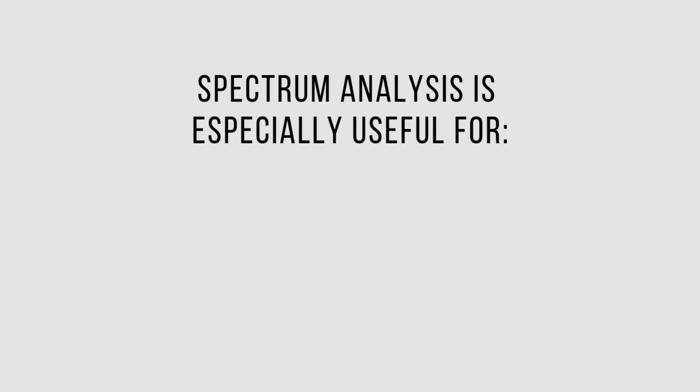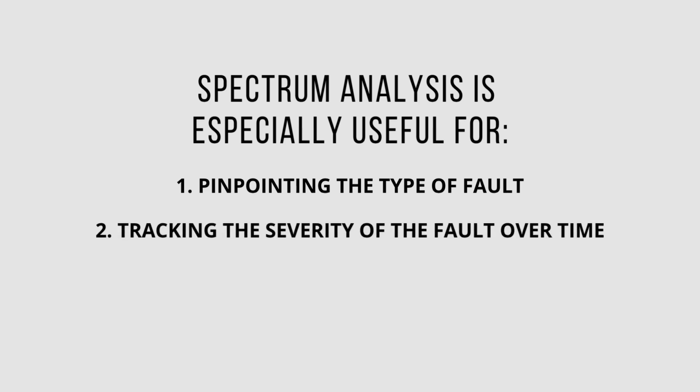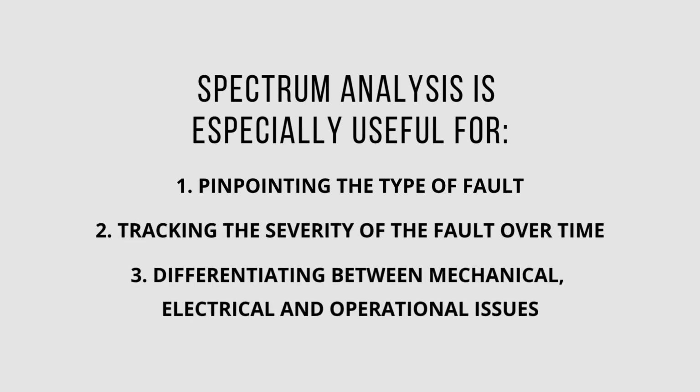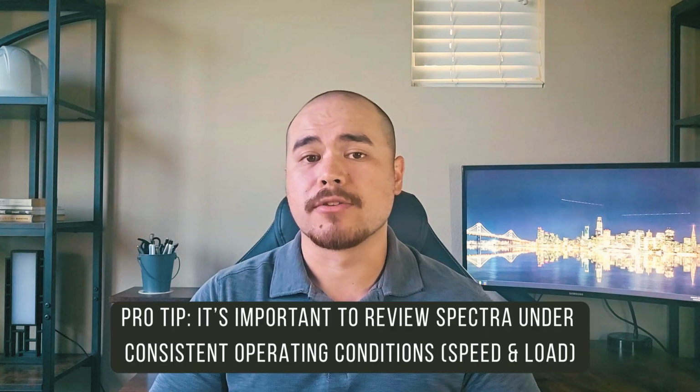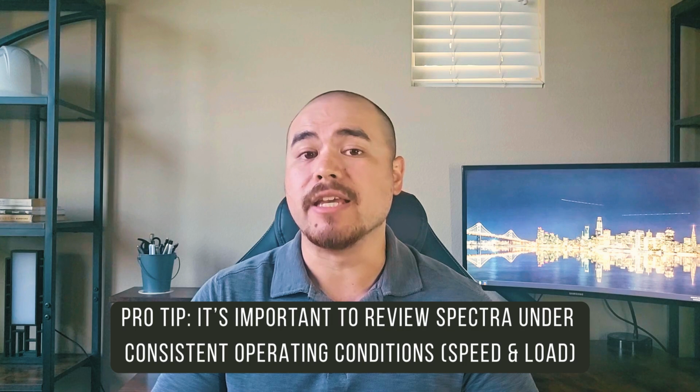Spectrum analysis is especially useful for pinpointing the type of fault, tracking the severity of the fault over time, and differentiating between mechanical, electrical, and operational issues. To interpret a vibration spectrum, analysts use tools like sidebands and harmonic cursors to compare key peaks, identify fault frequencies, and confirm their diagnosis. And just like with trend charts, it's important to review spectra under consistent operating conditions like speed and load. Because as a machine's speed changes, so do the forcing frequencies in the spectrum.